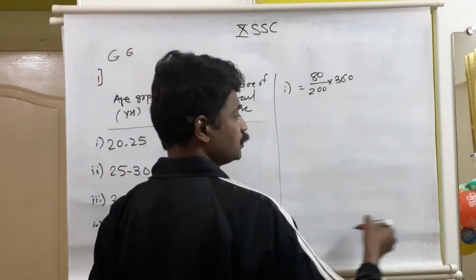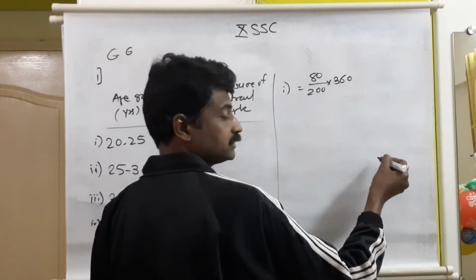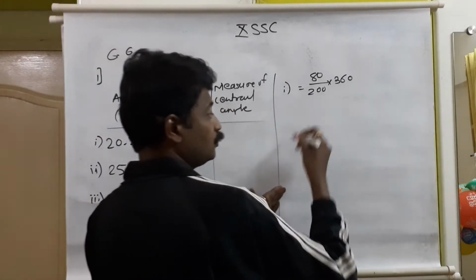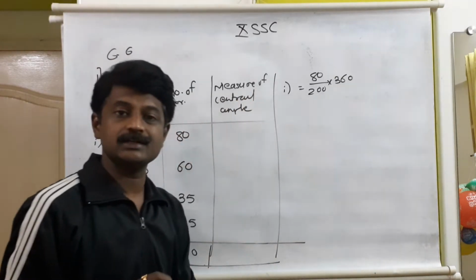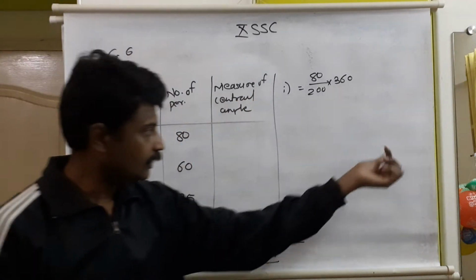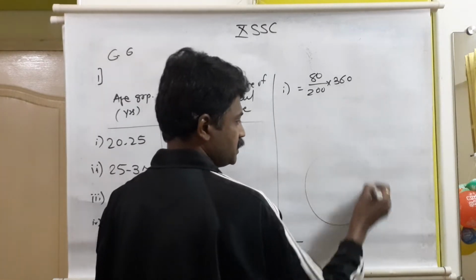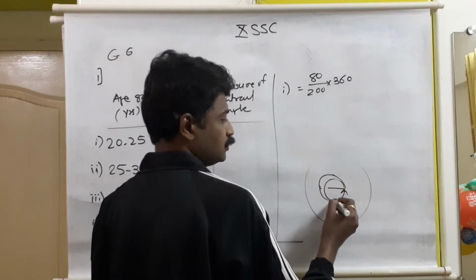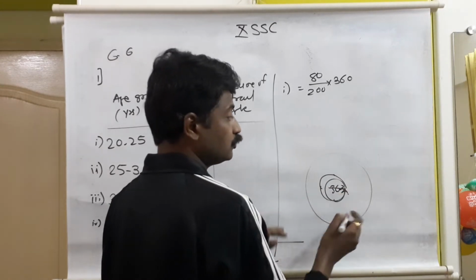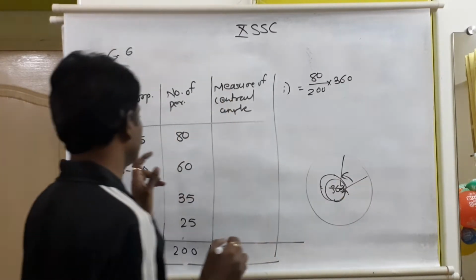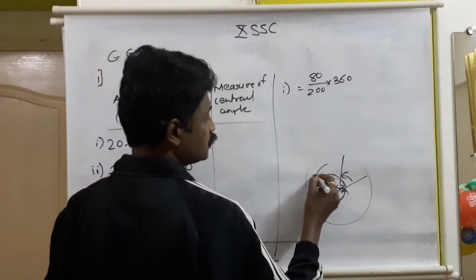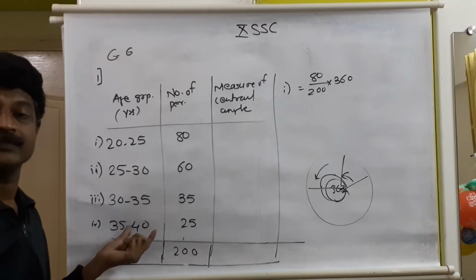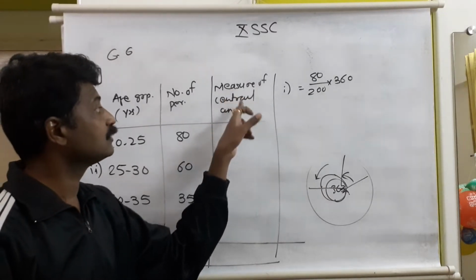Because the angular measurement of a total circle is 360 degrees, as we discussed in the previous video. It will start from 0, 90, 180, 270 and complete 360 degrees. So out of this 360 degrees, how many degrees should be given to the 20 to 25 class? How many degrees to the 25 to 30 class? How many degrees to the 35 to 40 class? That decides the measure of the central angle.